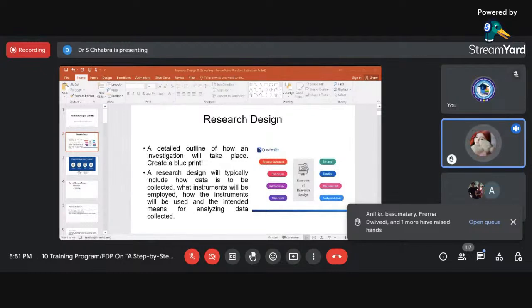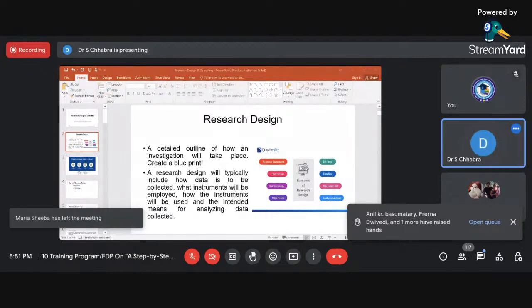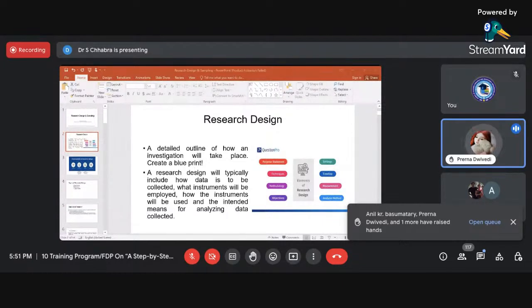Yes, sir, it is clear, but it would be more clear if you explain this with an example. Sure. Can I pick up your example, ma'am? Yes, sir, sure. What's the topic of your research, ma'am? Work-life balance. Work life balance. What variables have you picked up?